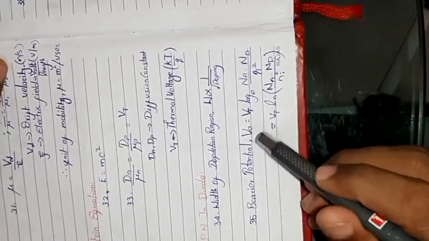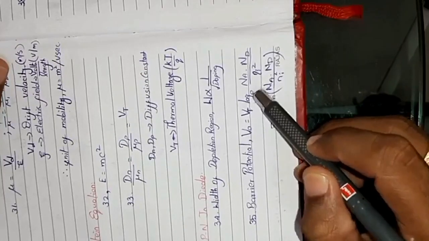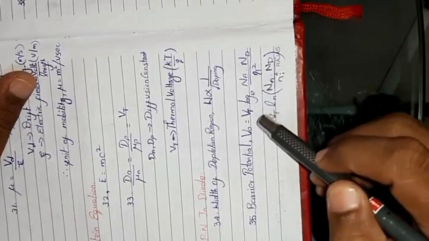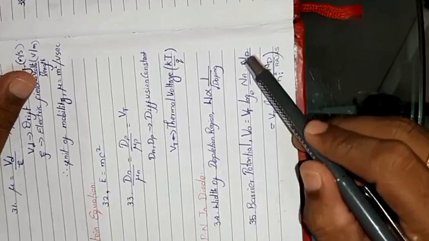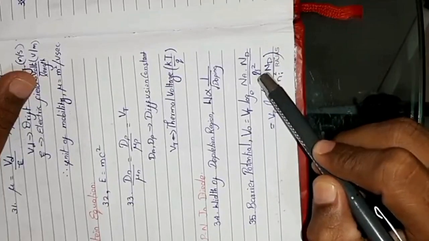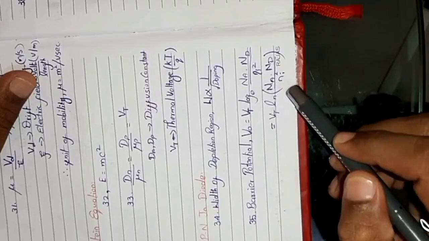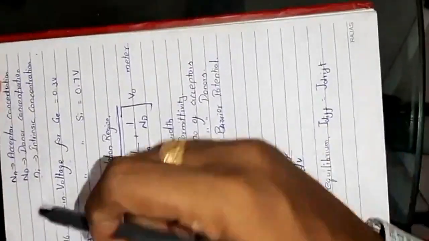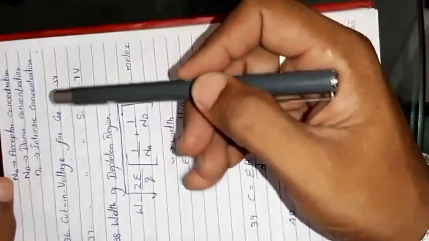Number 35: barrier potential or cut-in voltage, V0, is equal to Vt into the natural logarithm of Na into Nd divided by ni squared, where Vt is the thermal voltage, Na is the acceptor concentration, Nd is the donor concentration, and ni is the intrinsic concentration.